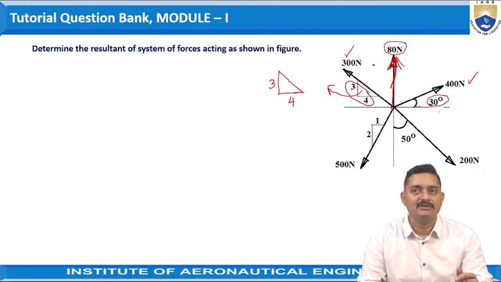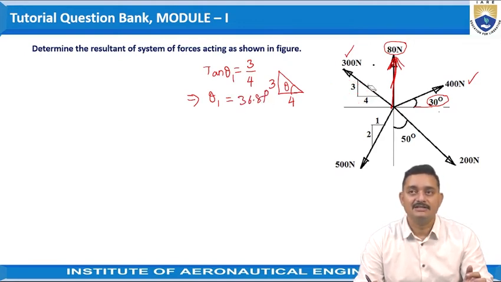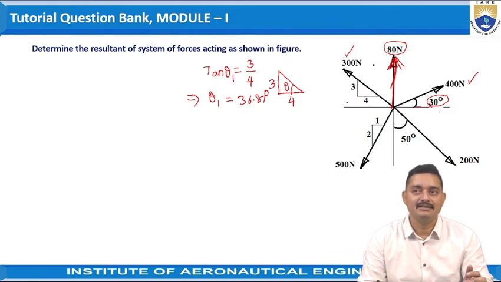So for obtaining this inclination, we can directly apply the trigonometric ratio tan theta. Tan theta is equal to opposite by adjacent. If you simplify this, we can take this as theta 1. The value of theta 1 is 36.87 degrees. So whatever inclination this 300 Newton force is acting at can be taken as 36.87 degrees.